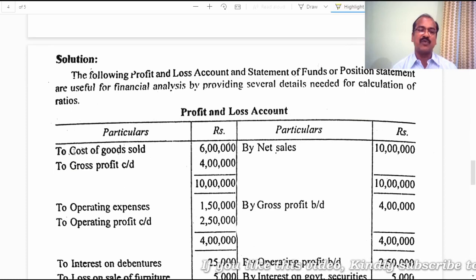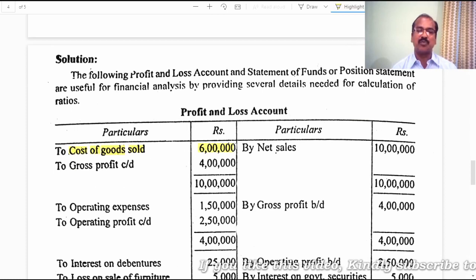In the debit side, you find cost of goods sold 6 lakh rupees, which is directly given in the problem. Then by net sales 10 lakh rupees. This is also given in the problem. The difference between the two is 4 lakh rupees that comes in the debit side, which is nothing but gross profit. That's a balancing figure we calculate preparing trading account. The gross profit is transferred to the credit side of P&L account, 4 lakh rupees.